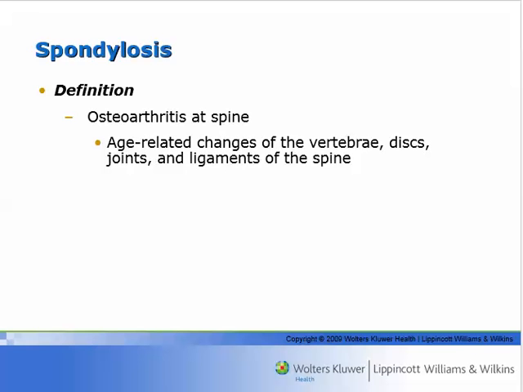A variation on osteoarthritis is spondylosis, and really it's OA of the spine. Age-related changes to the discs, to the joints, to the ligaments of the spine. We've talked about most of it already, but because it's a common problem, and we'll see a lot of it, it's probably worthwhile to just look at it again as a separate entity.